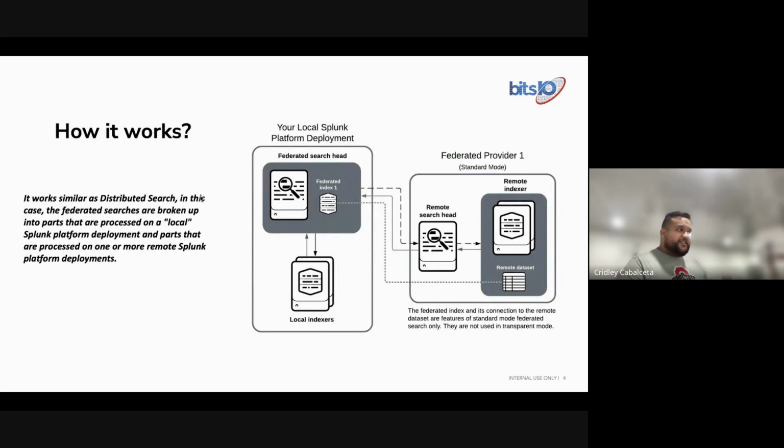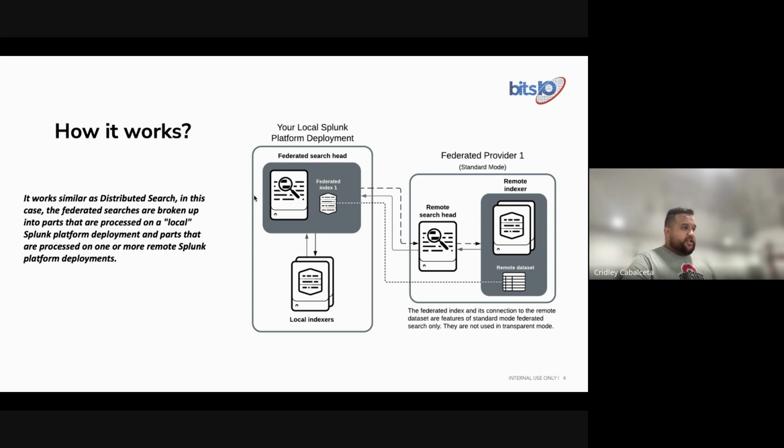Now, how does this work? We could say that this works kind of similar to the distributed search. So in this case, the main searcher is connected basically to the other Splunk platform, and from there the query is processed. So it processes the first part, the searching part, from the search where you executed the federated search basically, and then it runs in the target indexers on the other side.